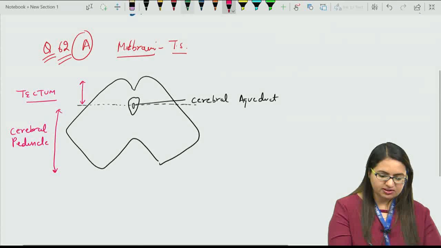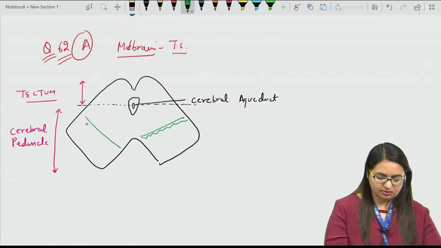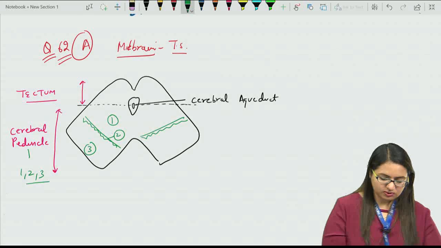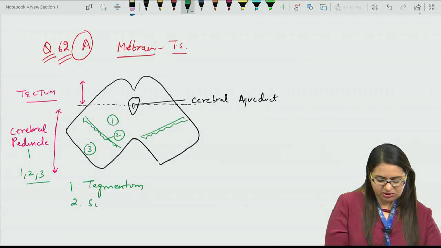Now this cerebral peduncle is again divided; it has 3 components. First is this one, second is this one, and third is this one. The first structure is the tegmentum, second is the substantia nigra, and the third is the crus cerebri.